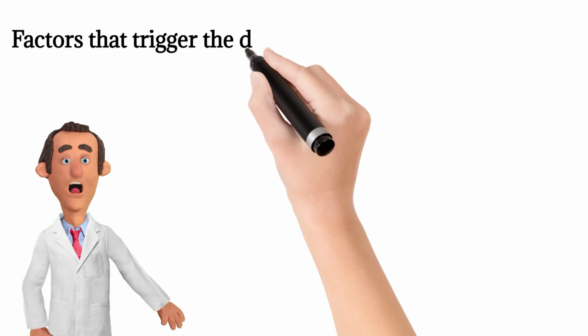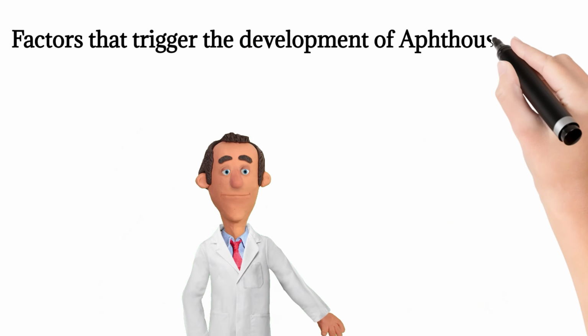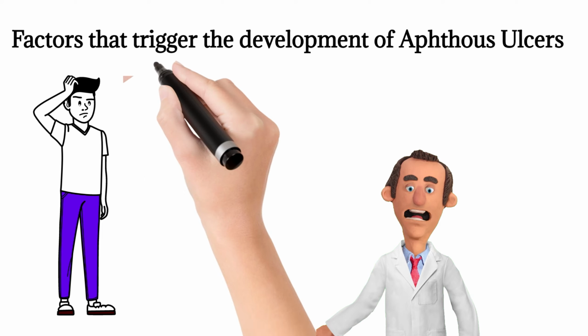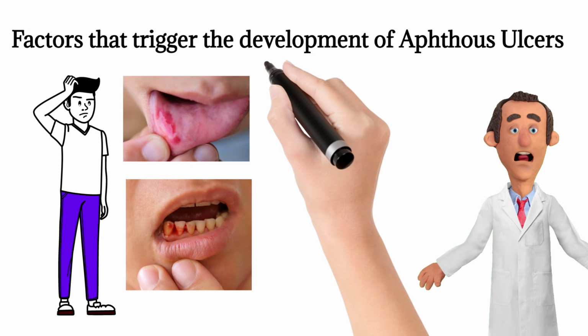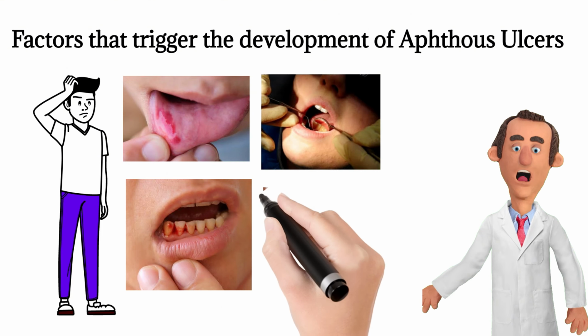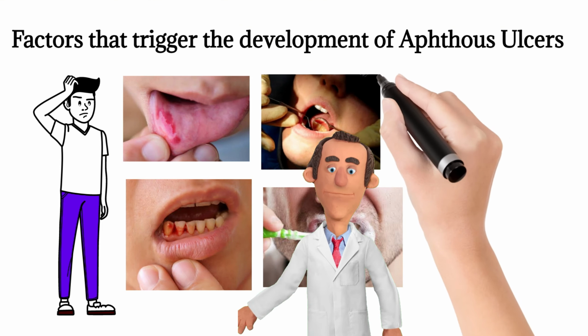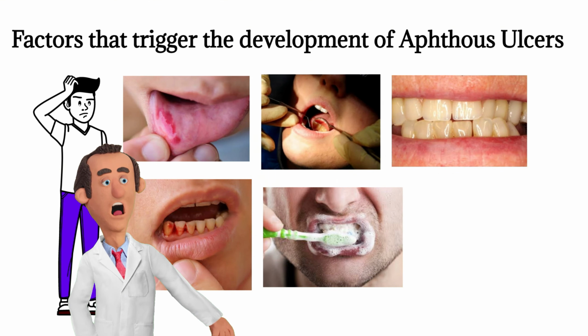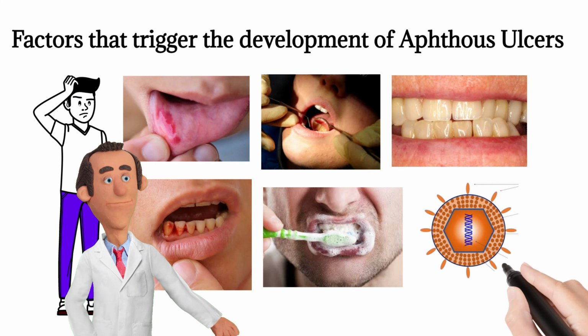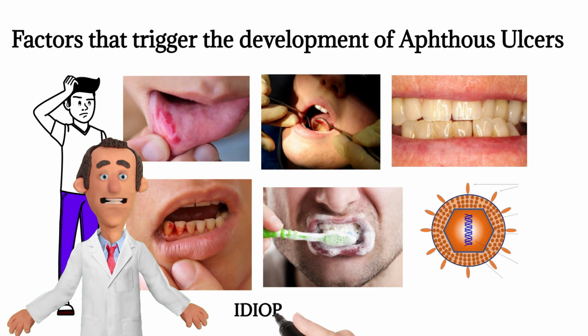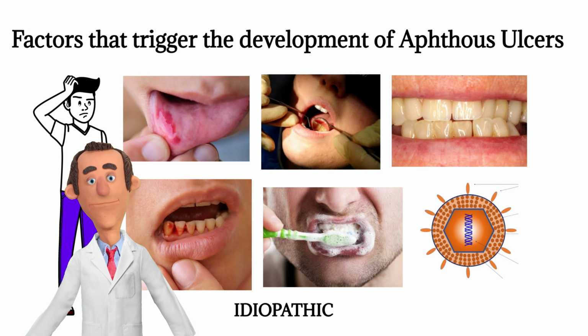Several factors can trigger the development of Aphthous ulcers, including emotional stress, minor injuries like cuts, burns, or bites inside the mouth, dental procedures or trauma, aggressive brushing, poorly fitting dentures, genetic predisposition, familial tendency, infection with the herpes simplex virus, or sometimes they can occur for no apparent reason, idiopathic.